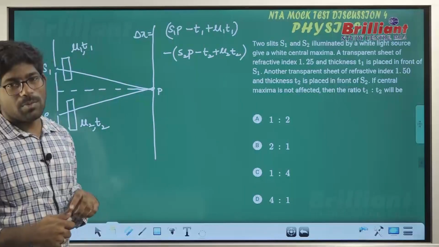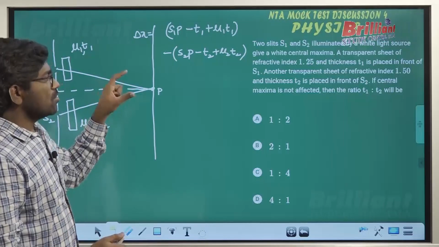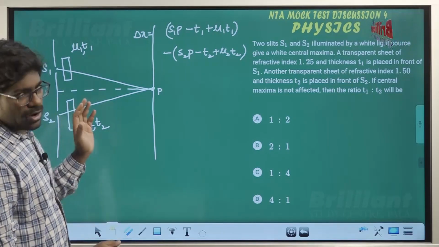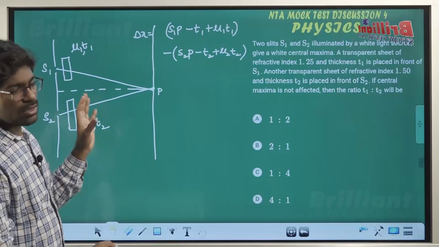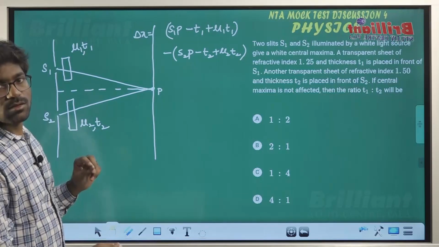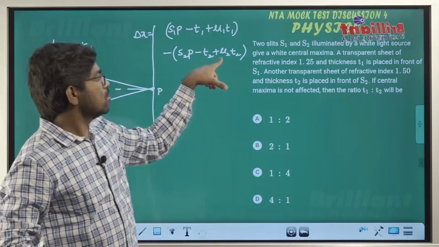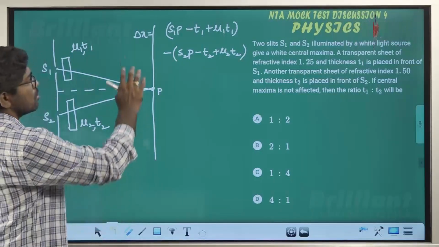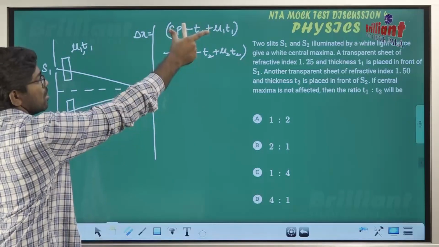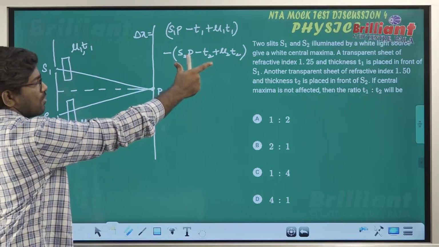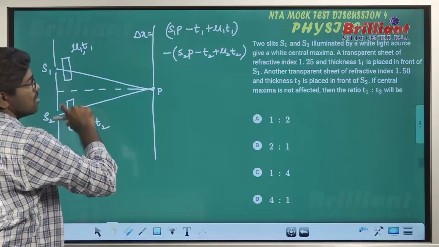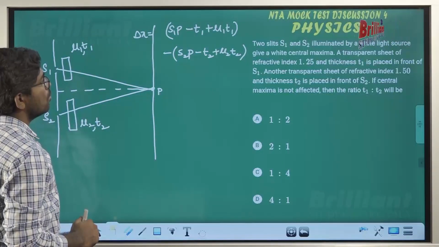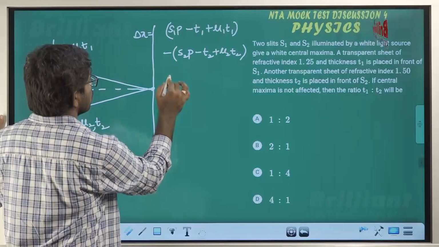The optical path length, if you consider, will be nu times the path length here. Whenever a ray travels in a medium of refractive index nu, it is nu into T that is the actual path length traveled by it. So that's why nu2 T2, and T2 should be subtracted. So this is the path length traveled by the first ray and the path length traveled by the ray from the second source, and path difference is this minus this. So now if you observe this, delta x is how much here?